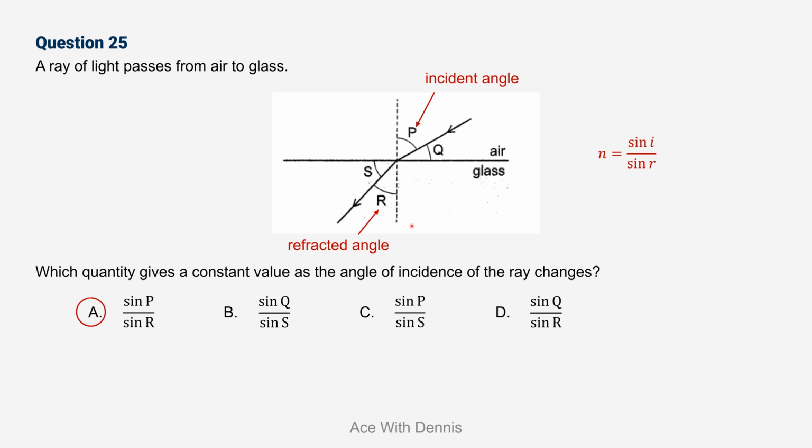Remember, the refracted angle is measured from the normal towards the refracted ray. So the answer will be sine P over sine R, because P is the incident angle and, with this formula, R will be the refracted angle. Hence it is sine P over sine R.